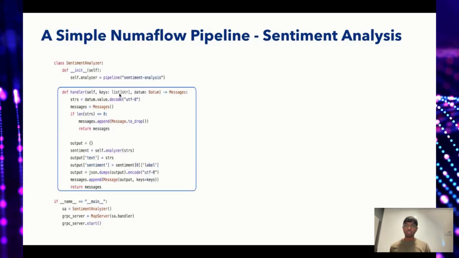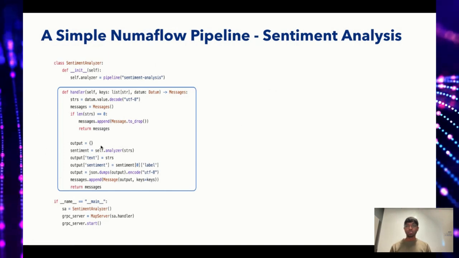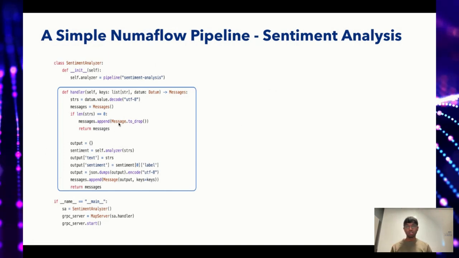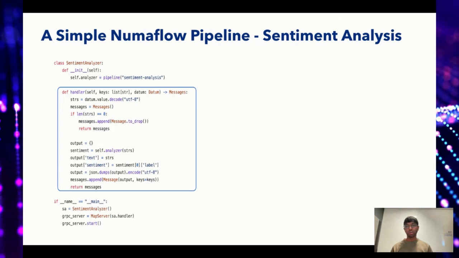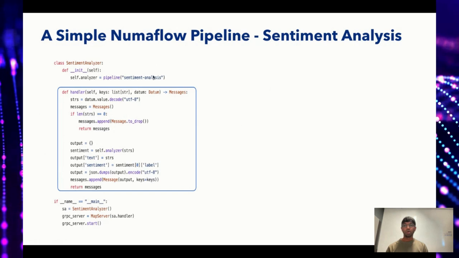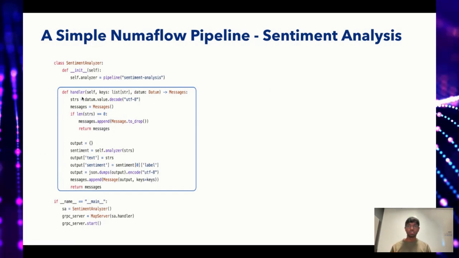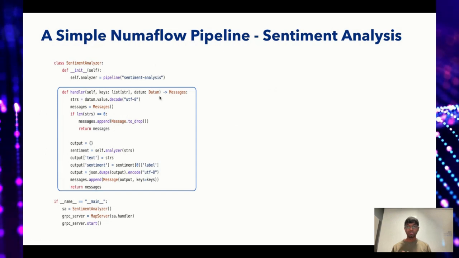So if you take a look at this particular piece of code on the left side, it is nothing but you all as a developer. This is a Python example, but we offer multiple SDKs, right? From Java, Go, even Rust is available. But if you look at this piece of code, all you need to do is implement this method where you are receiving a bunch of messages.